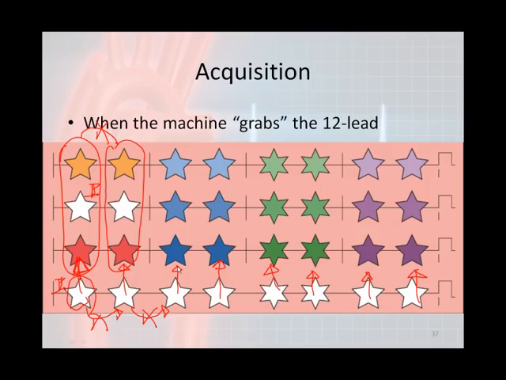Now, the reason that we do this is because if you need to interpret a rhythm and you have all kinds of ectopy or something else going on, you need to know what is actually the underlying rhythm. If you look at these stars over here, if you didn't know that this complex and this complex were actually premature beats or ectopic beats of some kind, you might not know that because it is in a different lead. It's actually switched.